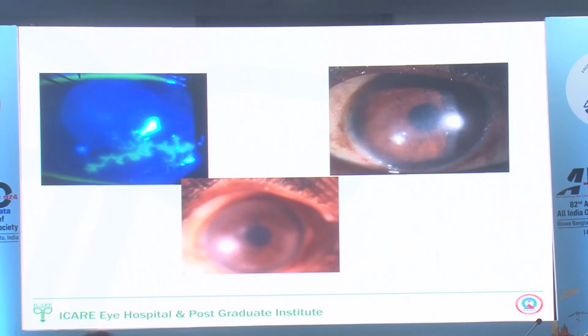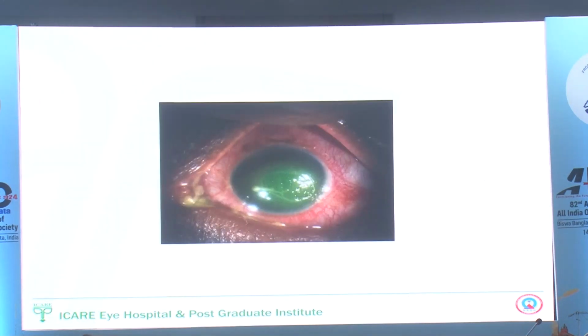Here you can see a dendritic ulcer. Here you can see a disciform ulcer. Here also you can see corneal edema. These cannot be mistaken for anything else other than viral keratitis. Neurotrophic ulcer, you can see the oval shape of the ulcer, heaped up margins, and decreased sensations.